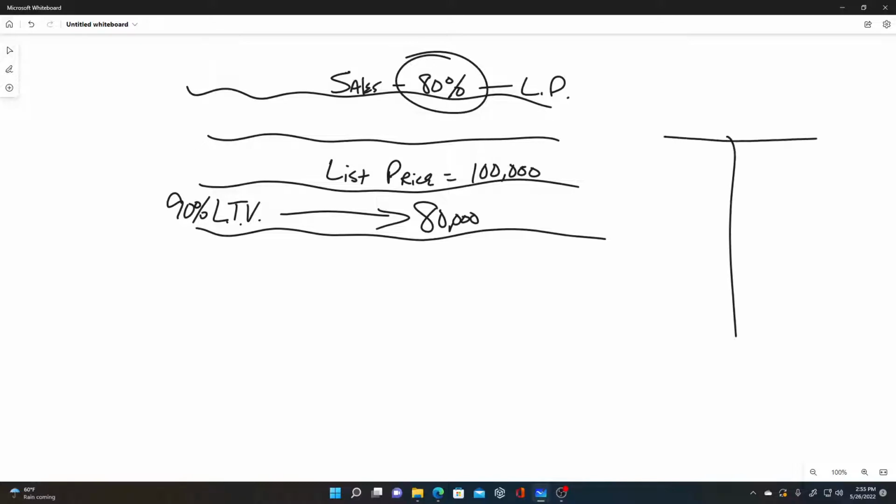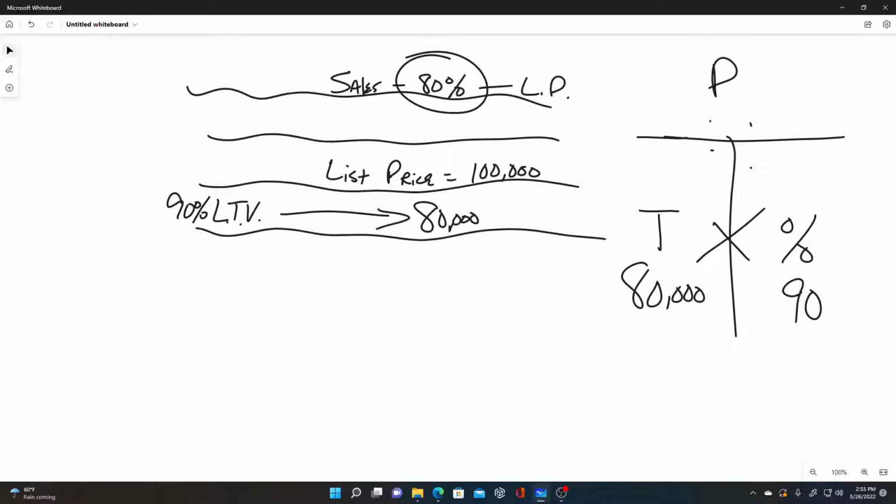So we do our T problem, and I have lots of these on our website. Remember, part, total, percent. If they're buying the home for $80,000 and they're getting a 90% LTV, that's loan to value ratio, we're going to move our decimal over. So our math tells us, and I'm using a different pen here, but I want to switch colors. There we go. I want to do red.